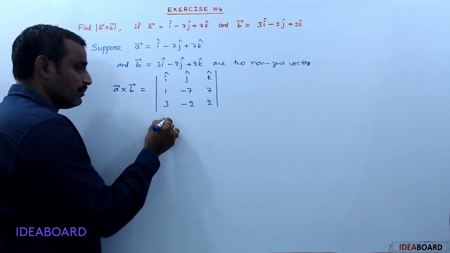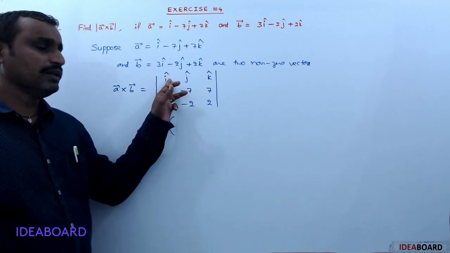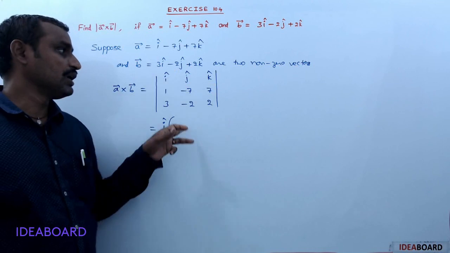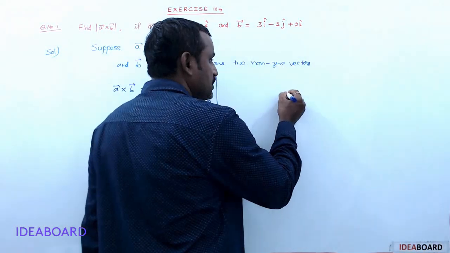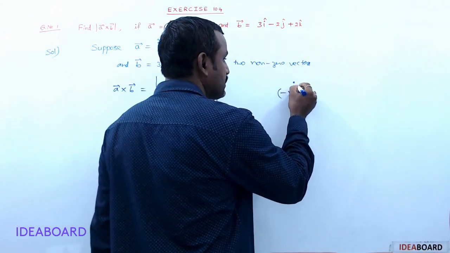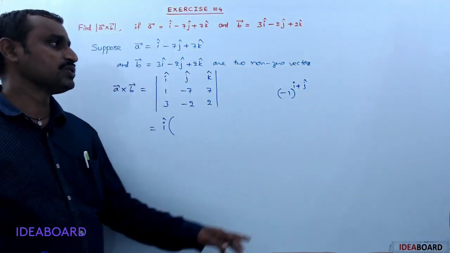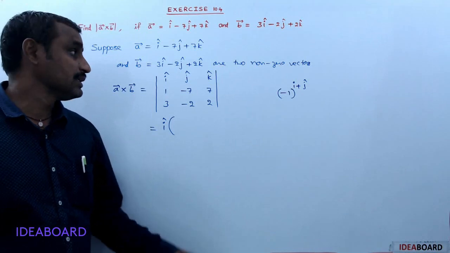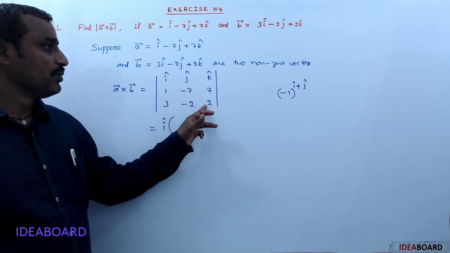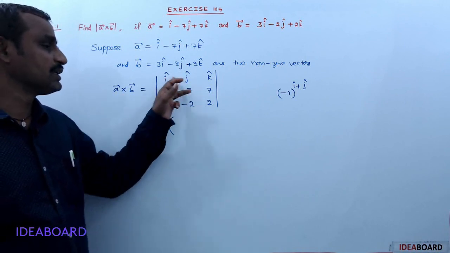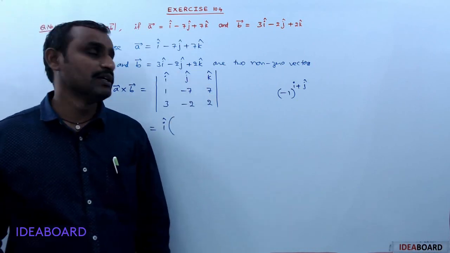So this is equal to I cap of, since I cap is present in the first row, first column, deleting the ith row and jth column. That means minus 1 whole power I plus j. I value is 1, j value is 1, so 1 plus 1 is 2, and minus 1 whole power 2 indicates positive. So positive I we are considering. Delete the first row and first column.